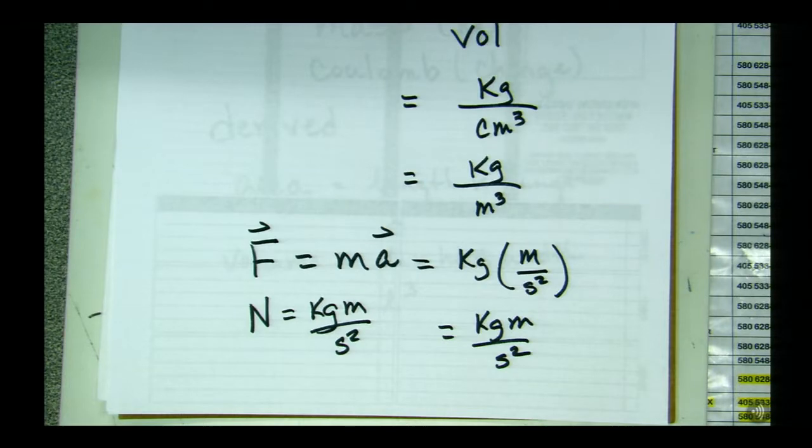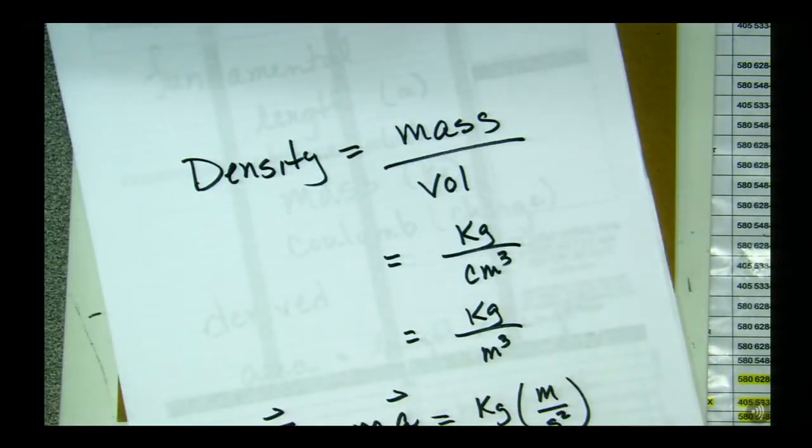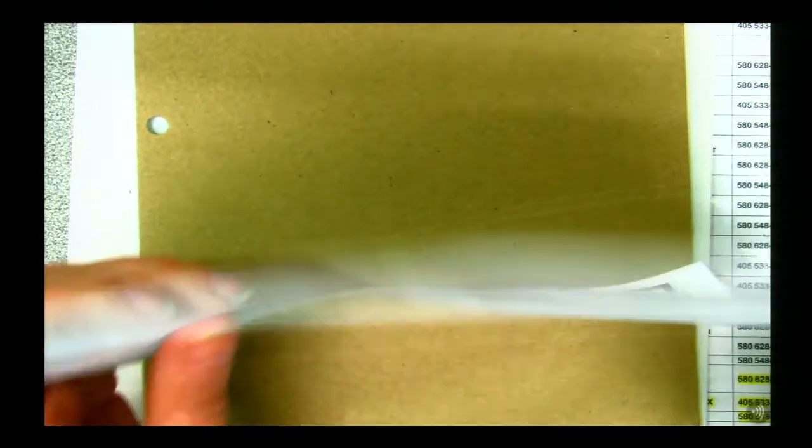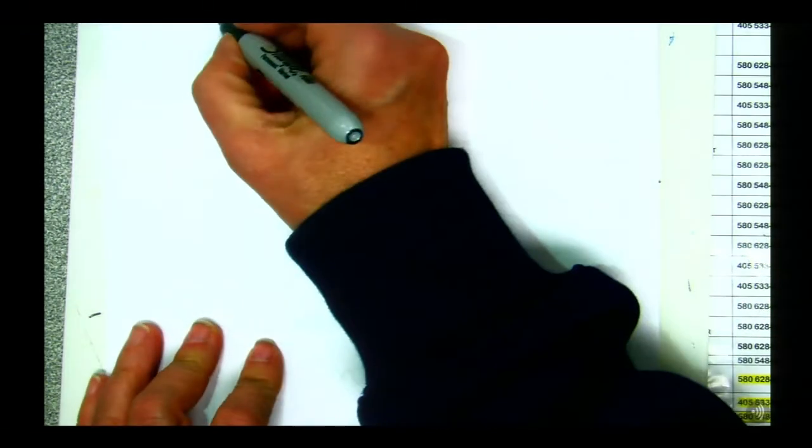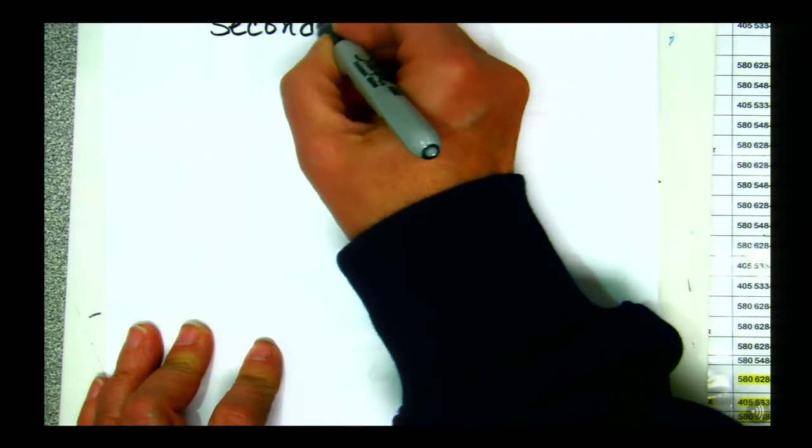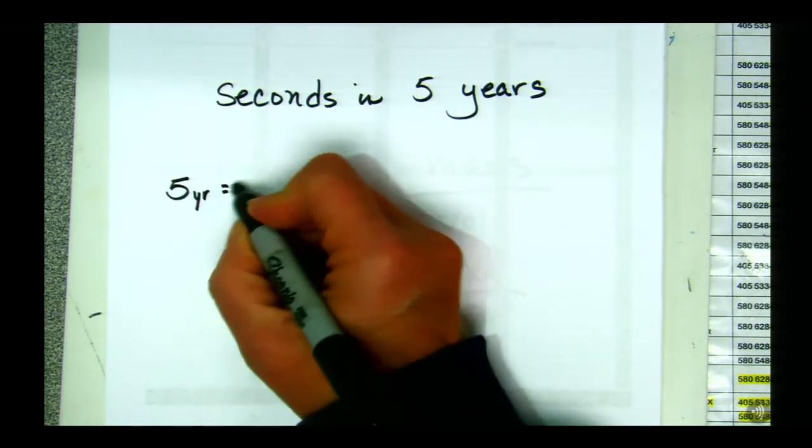Let's do a conversion problem, just so that you guys have seen a conversion problem in a while, even though most of you've been in chemistry, and chemistry is all about conversion problems. So let's do seconds in 5 years. Number of seconds in 5 years. So, we know that we've got 5 years, and there are 365 days per year.